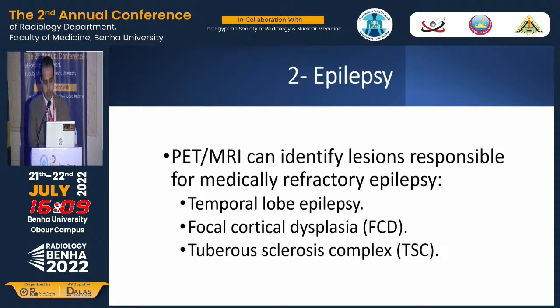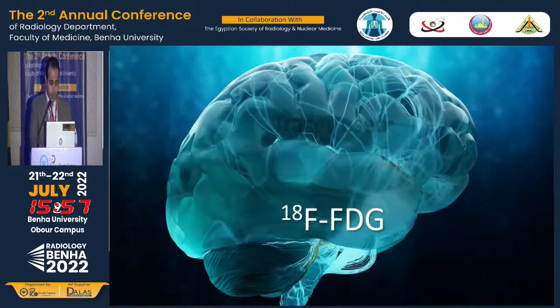The second application is epilepsy. PET MRI can identify lesions responsible for medically refractory epilepsy, like temporal lobe epilepsy, focal cortical dysplasia and tuberous sclerosis complex. The tracer used here is fluorine FDG.